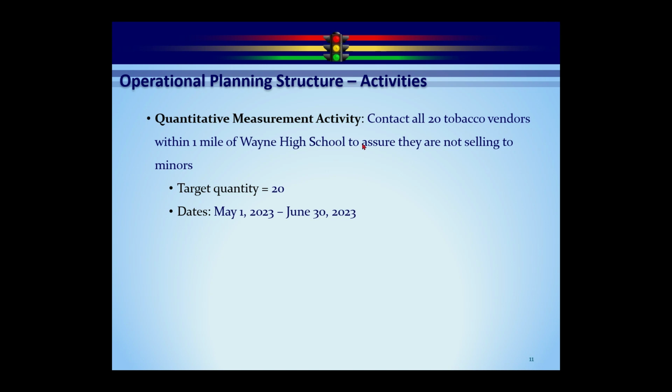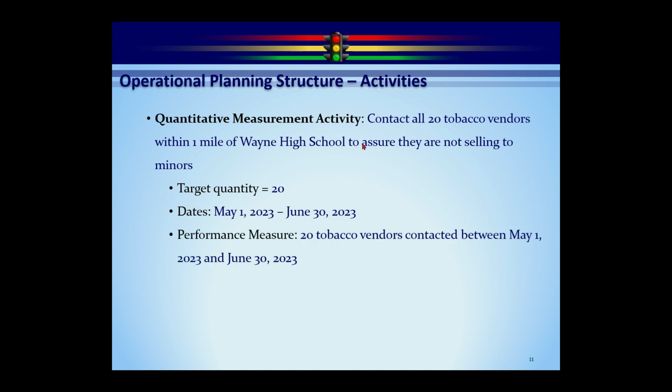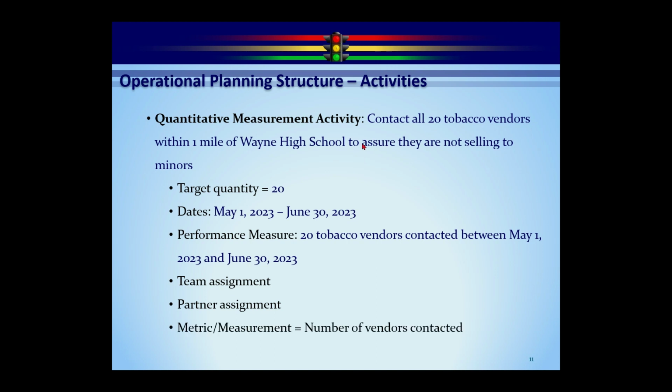In this case, we're going to have the same date range as we do in the project-based activity. And our performance measure, you'll see, will be created for you. 20 tobacco vendors contacted between May 1 and June 30th of 2023. And then again, team and partner assignments. And as you'd expect, our metric at this point is just how many vendors did we contact. So if I put in that we did 10 vendors, it's going to calculate 10 divided by 20, says we're 50% done. If we do 20 vendors, it says we're 100% done. So those are the three types of activities.